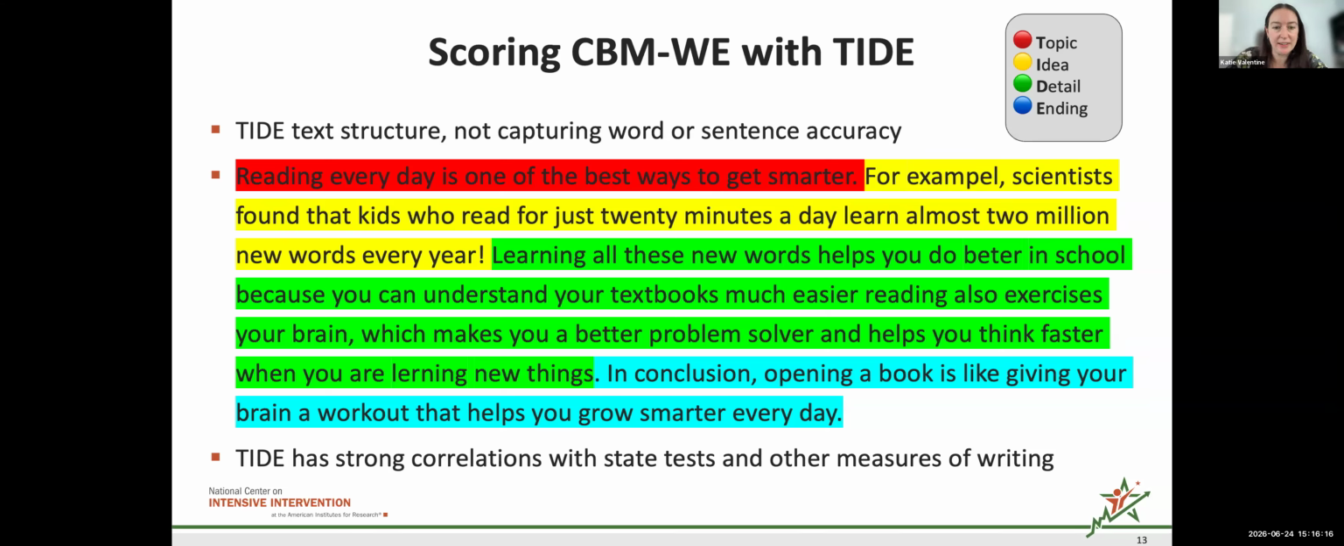But here's an example just to give you an idea of how to use it in assessment. I've highlighted here the different elements of that informational genre. So you can see here that this student has included all 4 elements. There's a red, yellow, green, and blue highlight on here. And so you can use this in your error analysis, as we will in a few moments, to understand how this student has mastered this particular genre. TIDE scoring also has strong correlations with other valued measures of writing that we use, and so it's a good one for decision making in that assessment piece.